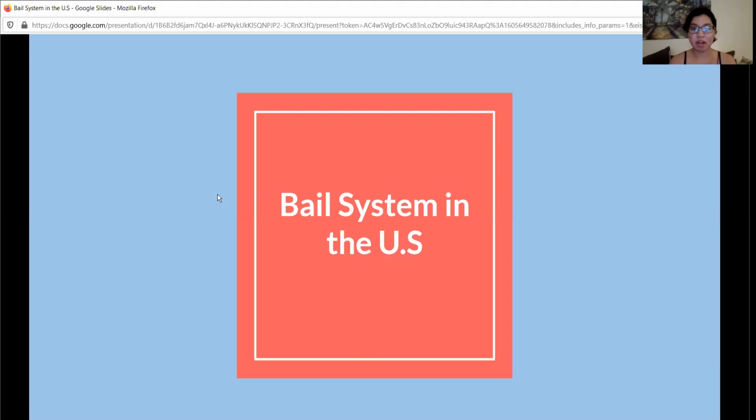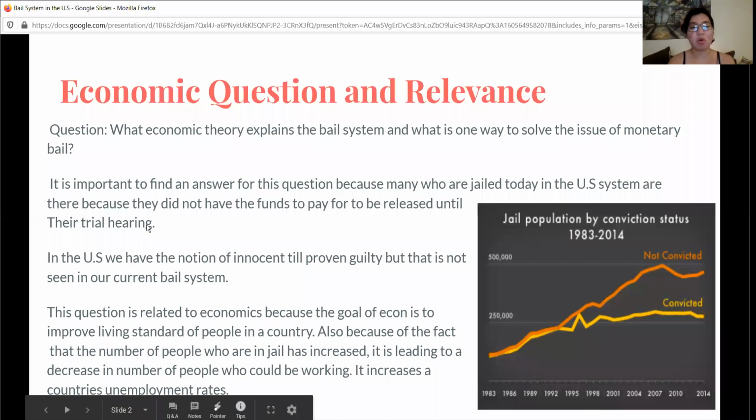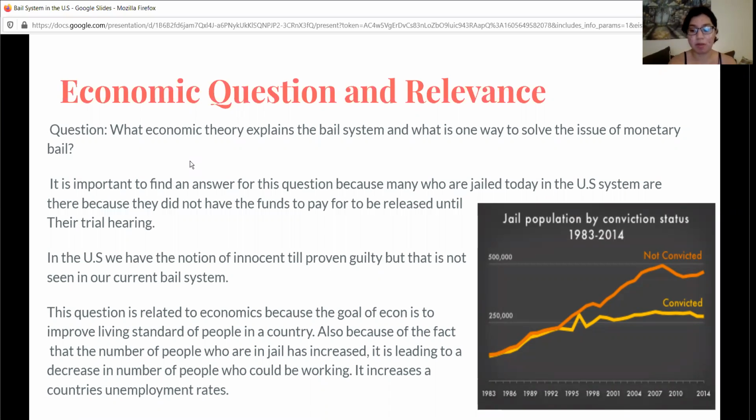Hi, so I decided to do my econ project on the bail system in the US, and my question is, what economic theory explains the bail system and what is one way to solve the issue of monetary bail? So really quickly, let me explain what the monetary bail system is.